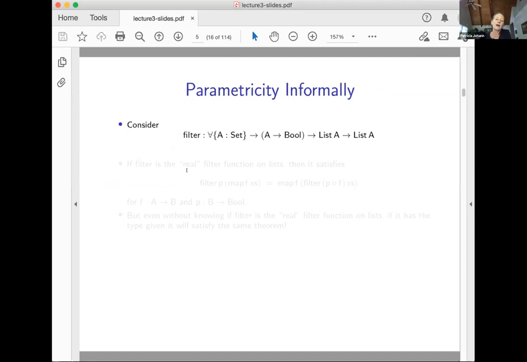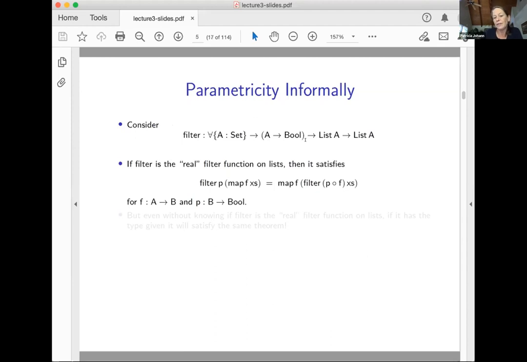So to do that, I'm first gonna start off talking about parametricity informally. So if I were to take a function like the standard filter function on lists, it takes a predicate and a list and gives me a new list. It has this nice polymorphic type. And I'm just gonna talk a little bit about what this type tells me about filter. So one thing we know is that if filter is the real filter function on lists, like the real one, then it will satisfy this property, right?